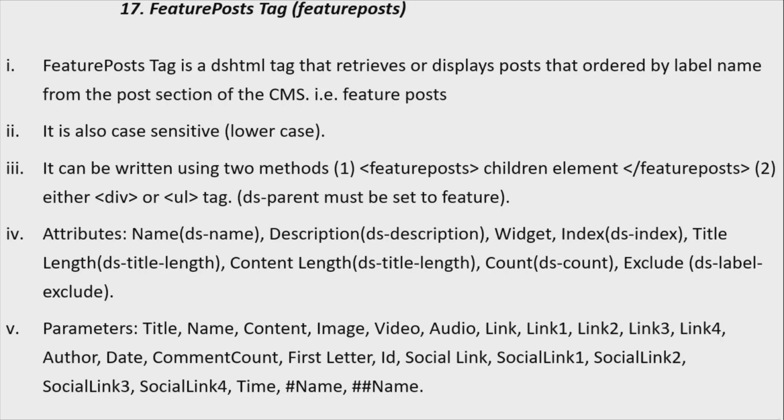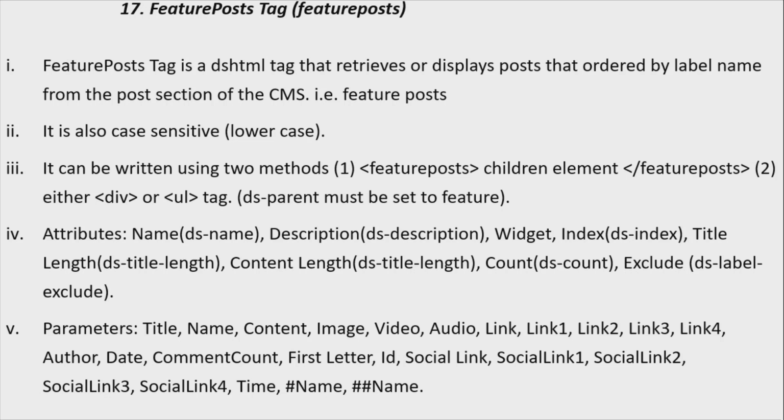So now let's move on to another tag, which we call future post. Then what about my future post now? So this is the post tag. What about feature post? Now, feature post is the DS tag that retrieves or displays posts that are ordered by the label name from the post section of the segment. Now the feature post will order it by the label name.